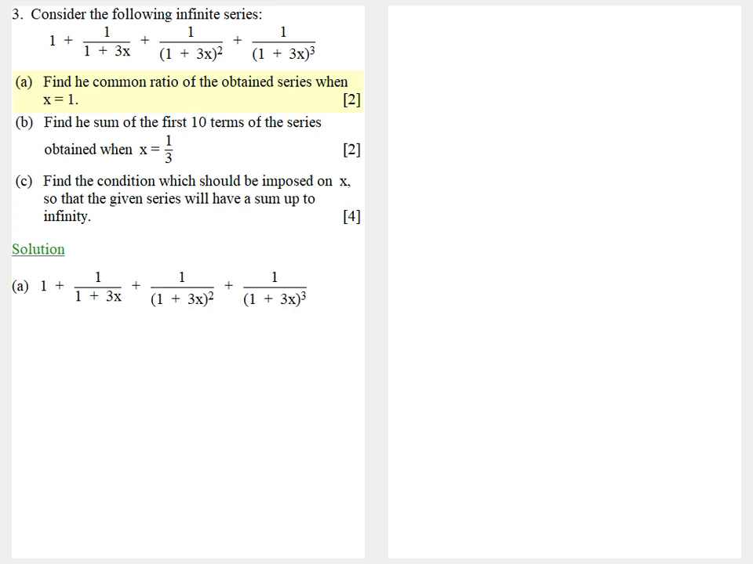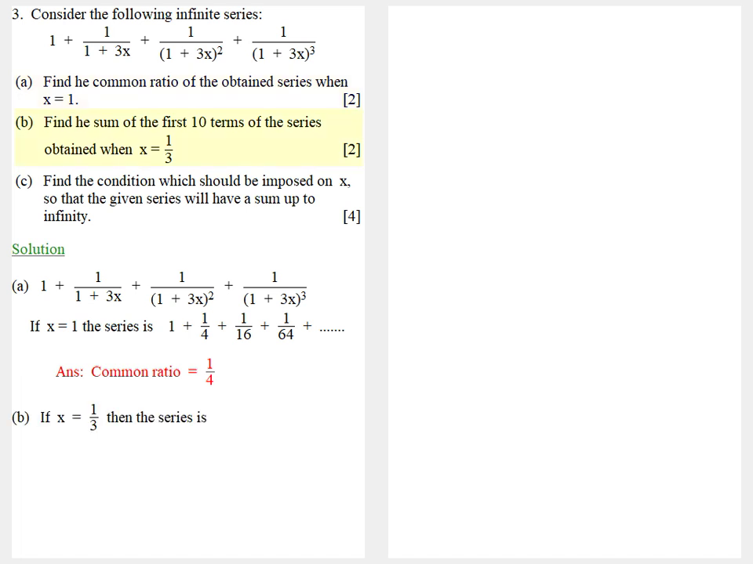Well, if we look at the series when x is 1, the first term is 1, the next term is 1 over 1 plus 3, or 1 over 4. The term after is 1 over 4 squared, which is 1 over 16, and the next term will be 1 over 4 cubed, which is 1 over 64. The common ratio is the second term divided by the first term, so it's a quarter divided by 1, which is a quarter.